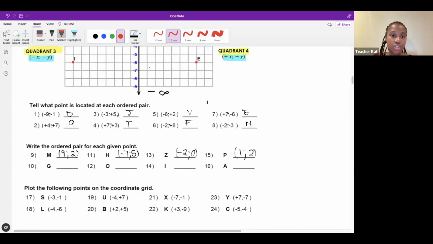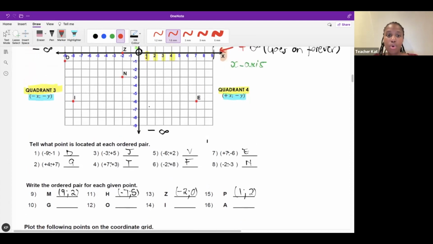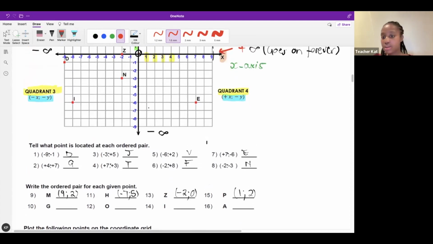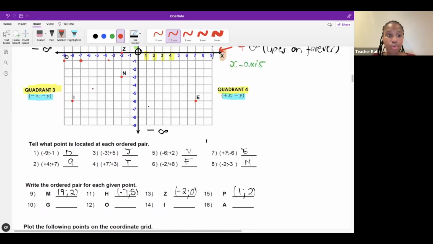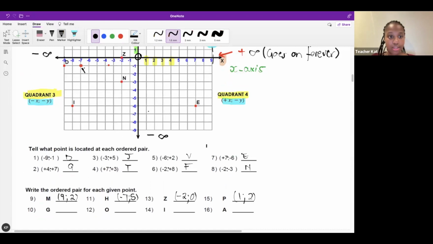Now for the last one, you just have to rely on me to plot them. I'm just going to plot 2 of them. Point X says -7 and -1. So I'm starting in the middle. Will I be moving left or right for -7? Left 7 times. And then with -1, am I going up or down? I'm here right now. Down how many times? Once. So my point is located over there. And they've told us that this point will be named X.